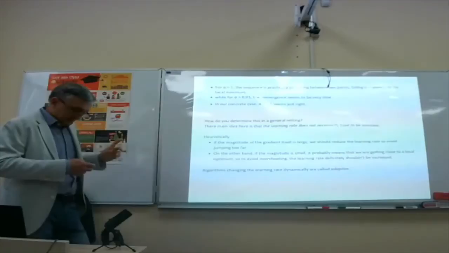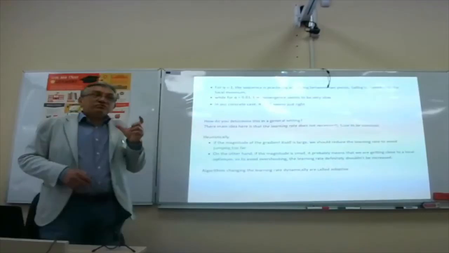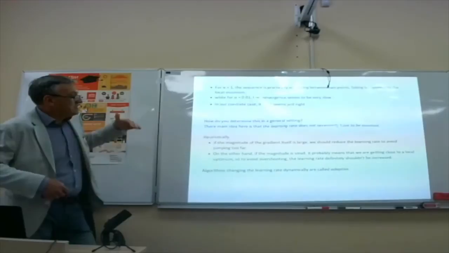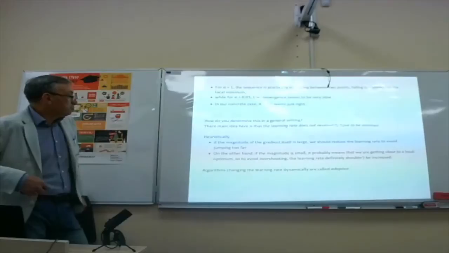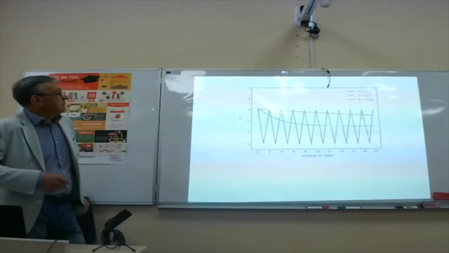Heuristically, if the magnitude of the gradient itself is large, I remind you, the magnitude of the gradient is in effect the length of the vector which shows the direction of increase of the function at the point. And if the magnitude of this gradient is large, we should reduce the learning rate to avoid jumping too far, to avoid the situation in our first case.